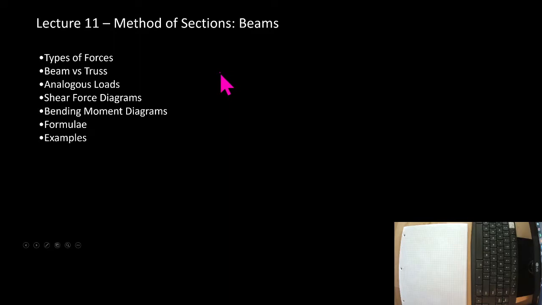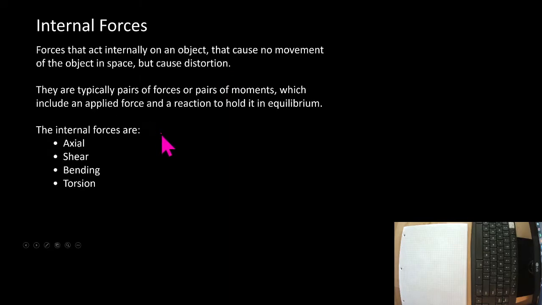Okay, so let's just remind ourselves. Internal forces act internally on an object, causing no movement of the object in space but causing distortion. So we had our objects that had external loads, whether it was a moment or a force, that caused it not to move in space. But we know that that meant that there were internal forces happening on that thing. And so there can be distortion, it can bend, it can squash, it can stretch, but it wasn't moving around in space. Those were distortions of the object.